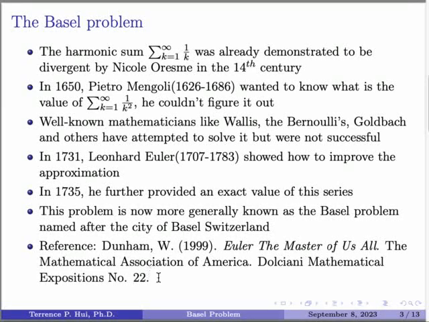A lot of my understanding of the material of this problem came from this paper. So if you're interested, read this. This is really a great paper. It's published by the Mathematical Association of America, the Dolciani Mathematical Exposition, number 22. Title: Euler, the Master of Us All. This is really a great paper written by Dunham in 1999.